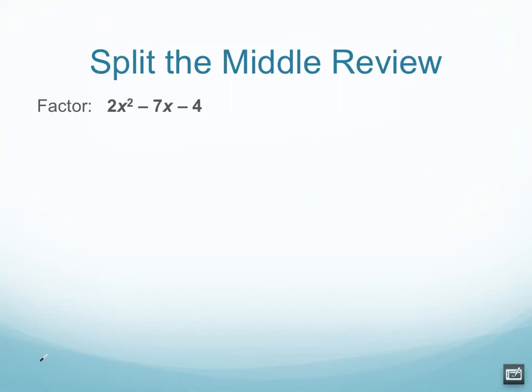First thing we want to look at, is there a greatest common factor? So is there anything that will factor into all 3 terms? At this point, there's no number that will go into 2, -7, and -4 besides 1 or -1. Next, I want to multiply 2 and -4, I get -8. I'm looking for 2 numbers whose product is -8, so 2 numbers that multiply to -8, and whose sum is -7, so 2 numbers that add to be -7. Those numbers are going to be -8 and +1.